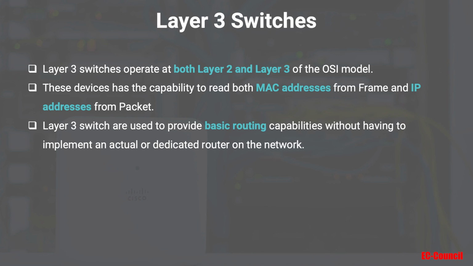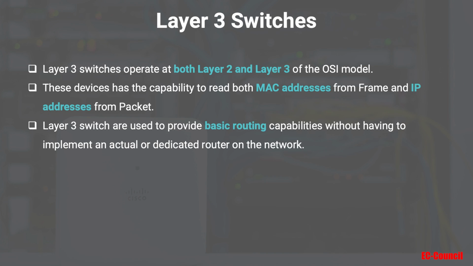Another type of switch is layer 3 switches. Layer 3 switches operate at both layer 2 and layer 3 of the OSI model. This means they have the capabilities of reading both MAC addresses of a frame and the IP addresses of packets. Layer 3 switches are used to provide basic routing capabilities without having the need to implement an actual or a dedicated router on the network.